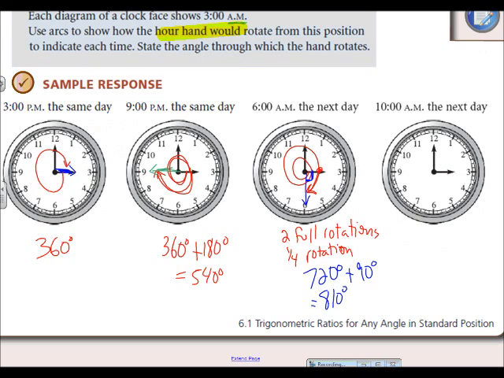Now 10 a.m. the next day. Oh, this is a tough one. We need to get our hand to be here. Let's go around. That gives us 3 p.m., 3 a.m. the next day, and then we've got to go still further. Change the color to make it easier. All the way to there. So we know we have 2 full rotations. That gets us to 3 a.m. the next day. That's 720 degrees.